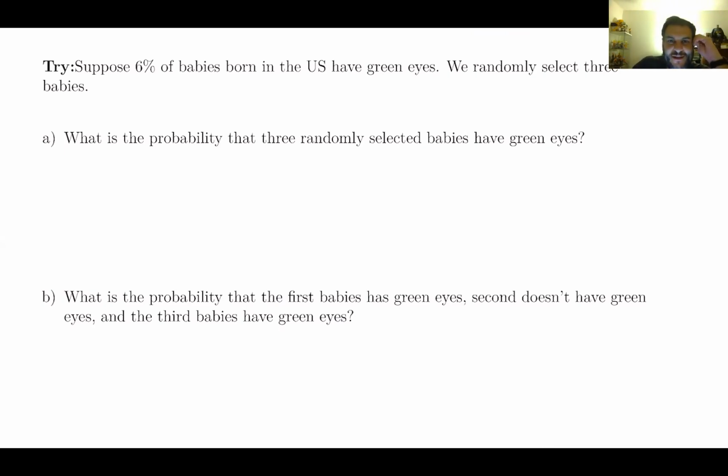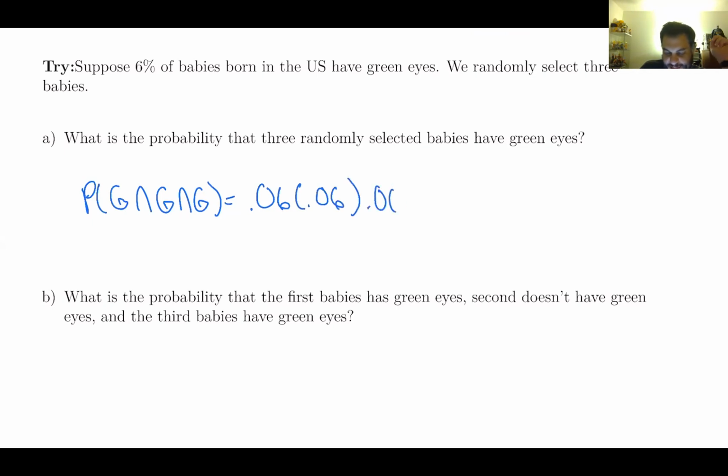All right, guys, so let's go over this one. So if you look at the first one, A, they're saying we're randomly selecting 3 people. So we want the first one to have green eyes, the second one to have green eyes, and lastly, the third one to have green eyes. So we want all 3 of them to have green eyes. So you want to say 0.06 times 0.06 times 0.06.